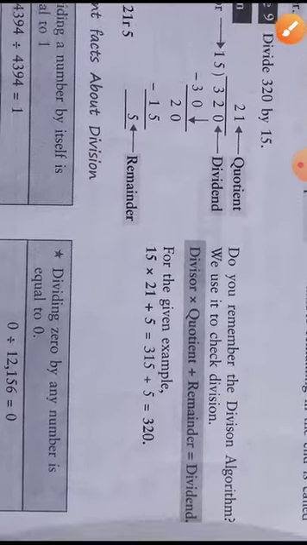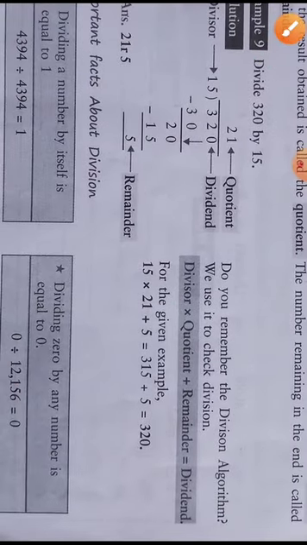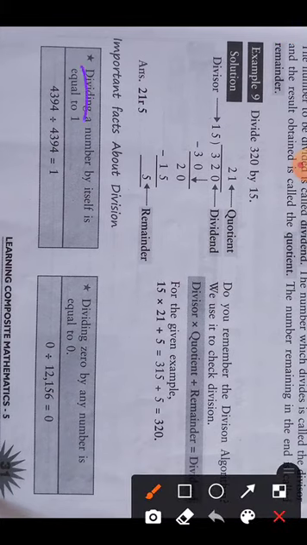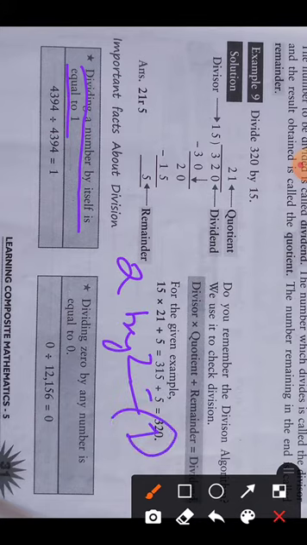So let us see. The fact is that dividing a number by itself is equal to 1. That means if you divide 2 by 2, the answer is 1. If you divide any number by itself, it will always give you 1. You can see here 4394 divided by 4394 gives you 1.